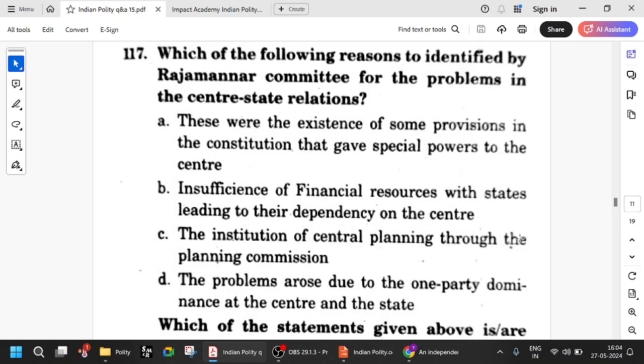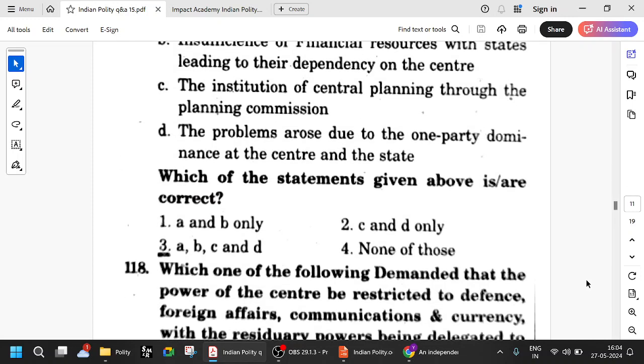The institution of central planning through the Planning Commission, again the Planning Commission becoming all powerful. It's not even a constitutional body, not even a statutory body. So yes, this is true. Problems arose due to one party dominance at the center and the states. This is also true. So the Rajamannar Committee gave many recommendations also for this, but none of it was accepted because the central government does not want to reduce its powers.